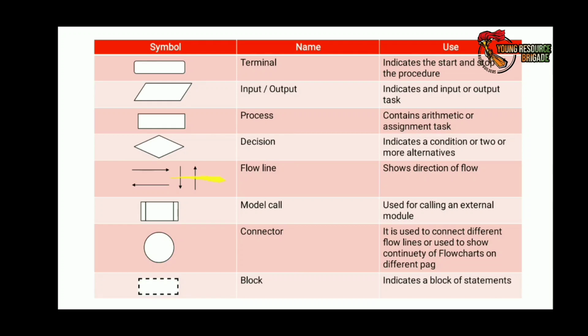Fifth is flow lines. First is toward right, second is towards left, third is downside, and the fourth is upside. These types of lines are used to show the direction of flow in the flowchart. Then module call. It is used for calling any external module in our flowchart. Then the connector. It is used to connect different flow lines or to show a continuing flowchart on a different page. Then block indicates a block of statements, shown here by square dotted lines. So next we take some examples.